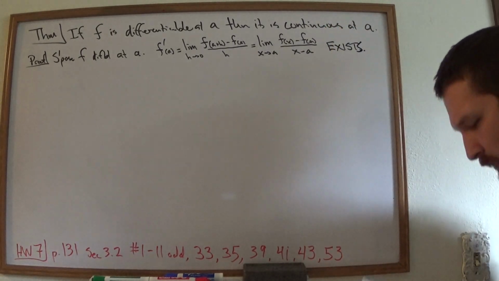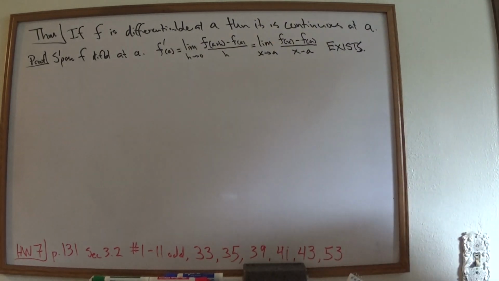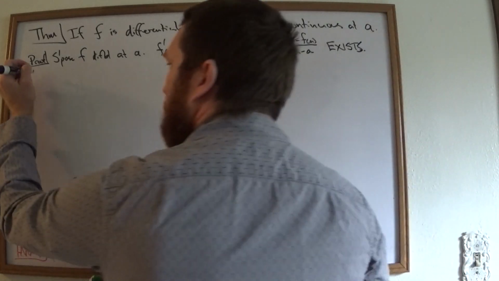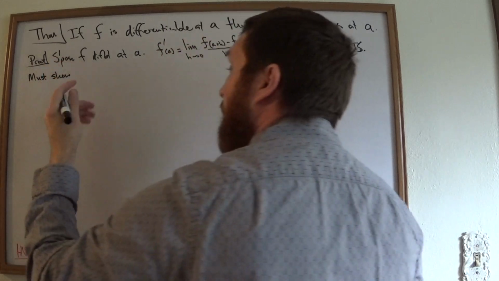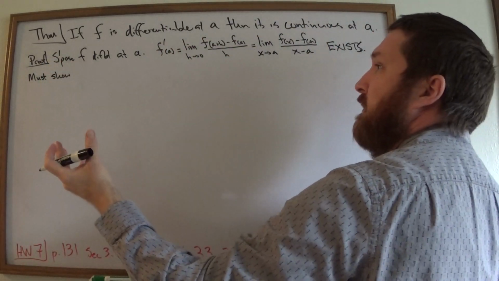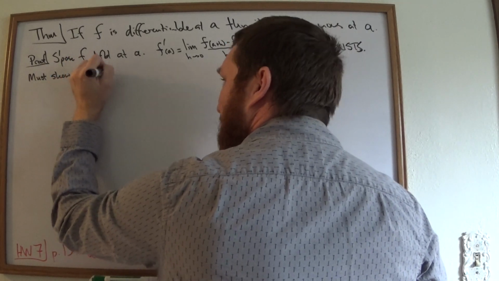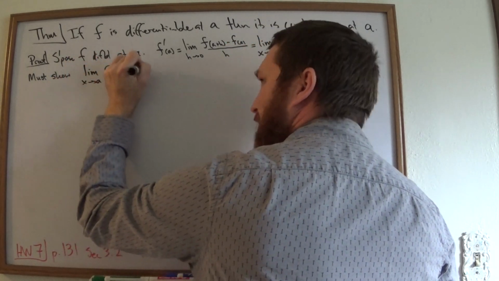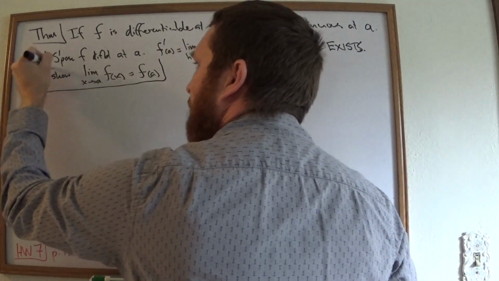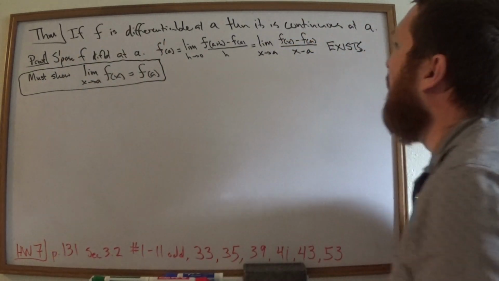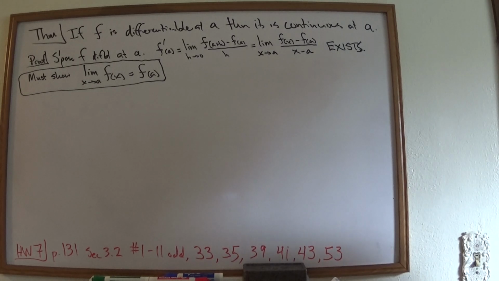Okay, good. Now what do we have to show? We have to show that it's continuous at a. What does it mean to be continuous at a? The limit as x goes to a of f of x equals f of a. That's what we need to show. So that's my goal now. And since we know that that limit exists, what are we going to do? Well, this is how I'm going to set it up.